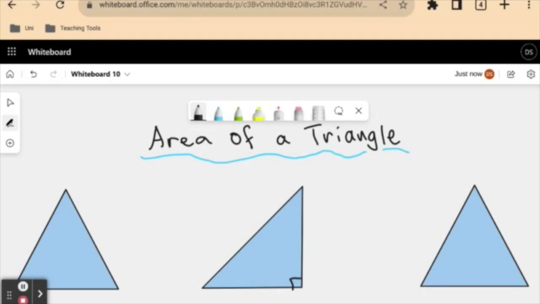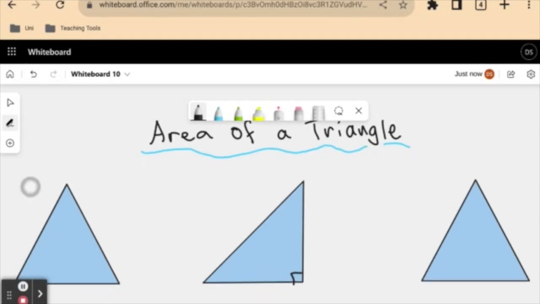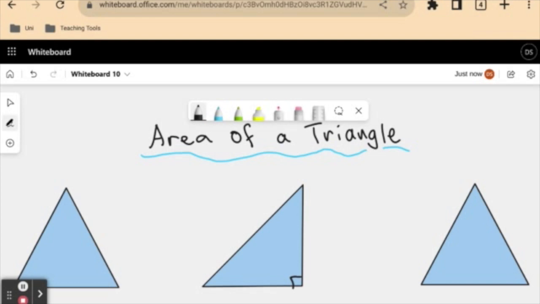Alrighty, so today we are going to be looking at the area of a triangle. Now, you might be wondering why I have three different triangles drawn here. We'll get to that, and it's to prove a point. So, we're just going to investigate, in a similar way to other videos, how we can determine the area of a triangle. And also, sometimes it could be in relation to other shapes we already know.